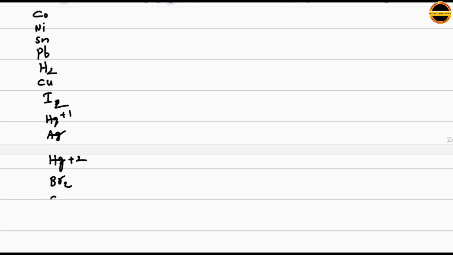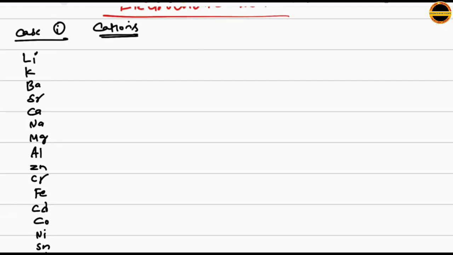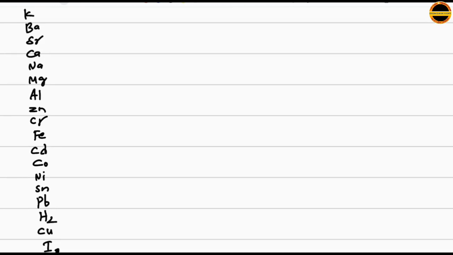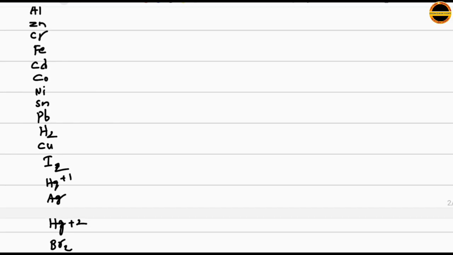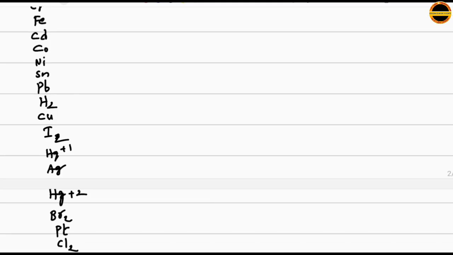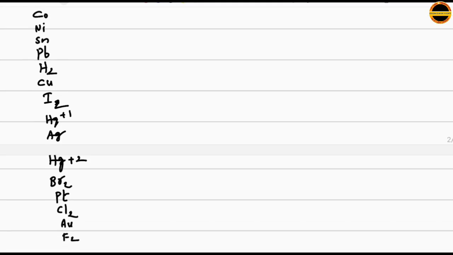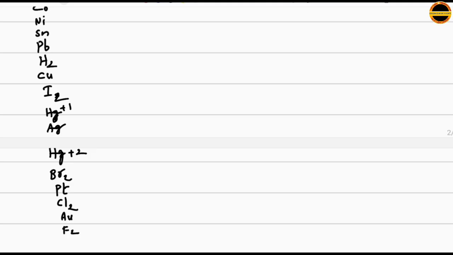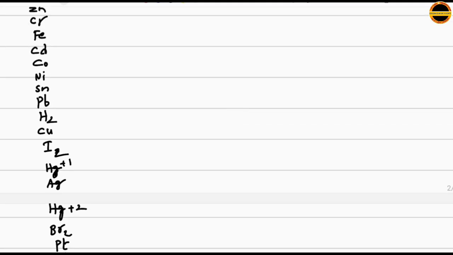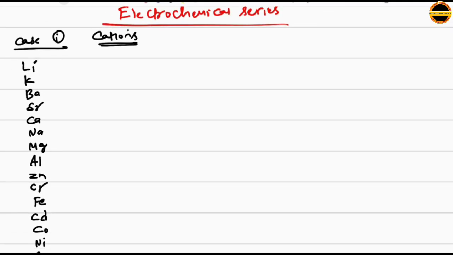bromine, Cl2. After bromine you write platinum, followed by Cl2, Au and F2. See the sequence: lithium, potassium, barium, strontium, calcium, sodium, magnesium, aluminium, zinc, chromium, iron, cadmium, cobalt, nickel, tin, lead, hydrogen, copper, iodine, Hg, mercury plus 1, Hg plus 2, Br2, platinum, Cl2, Au, F2. This sequence you have to remember for cations.